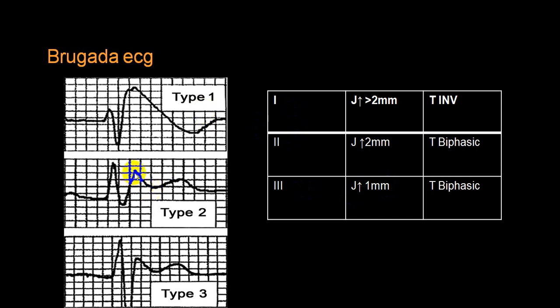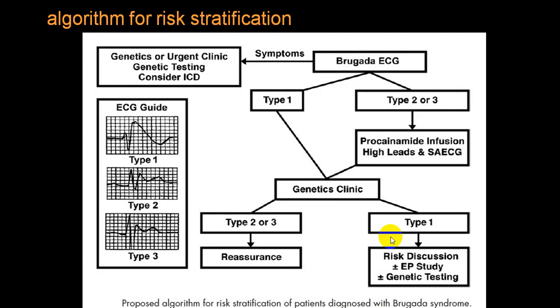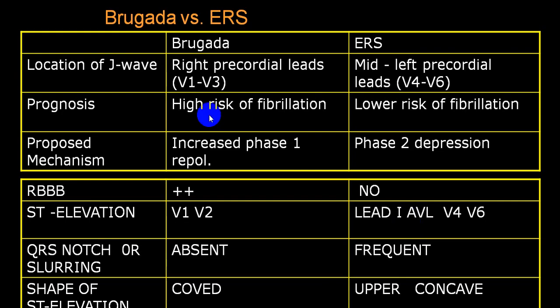Type 1, type 2 saddle appearance. This is another variety of a saddle appearance. So it is divided into type 1, type 2 and type 3. Type 2 and 3 have a biphasic pattern. In type 2 the elevation is more than 2 millimeters, while in type 3 it is 1 millimeter. I am skipping over all this. So you have to differentiate Brugada from early repolarization.